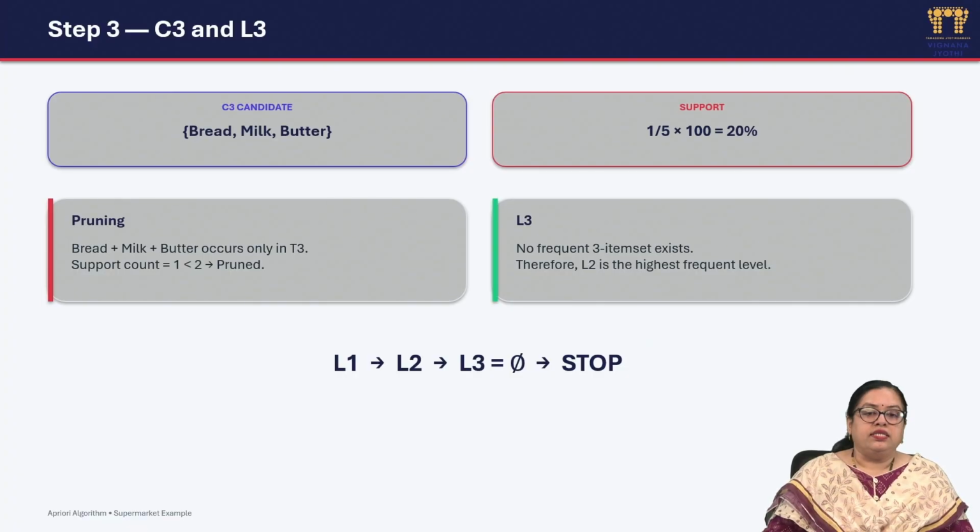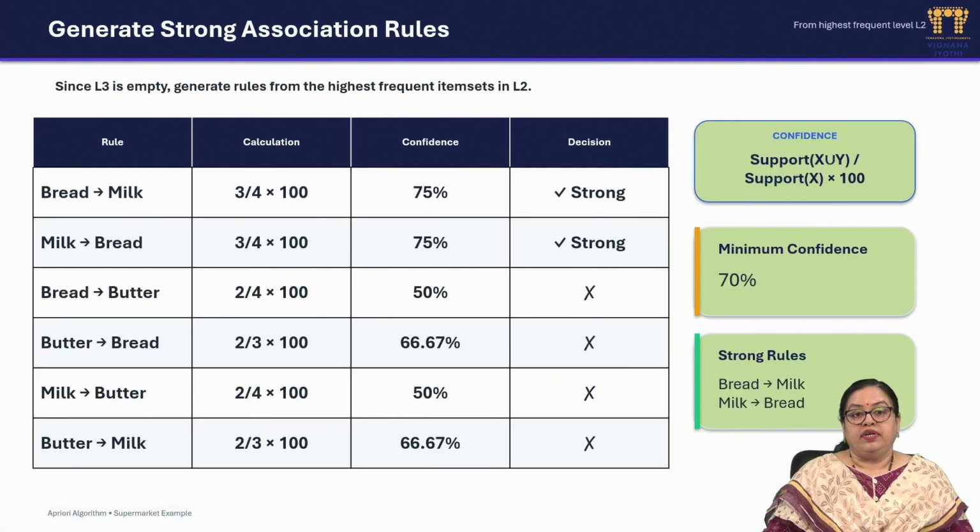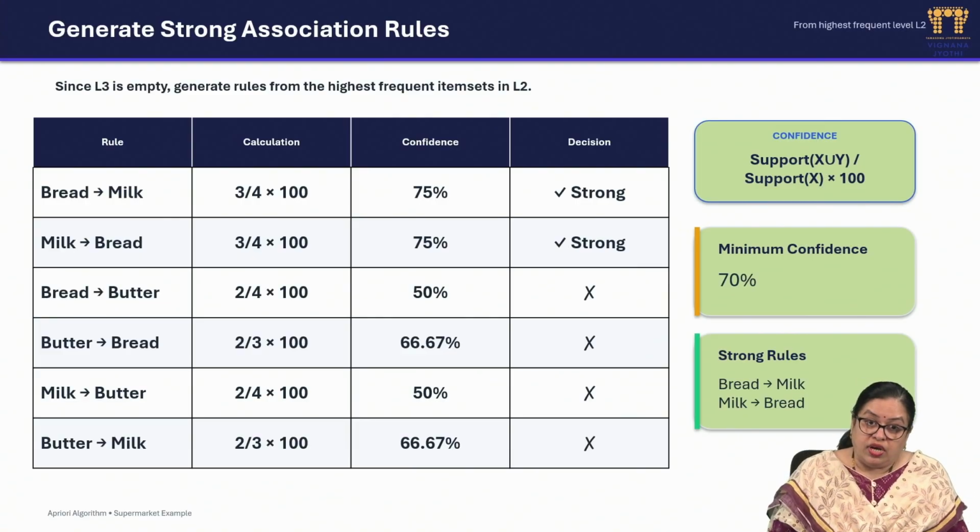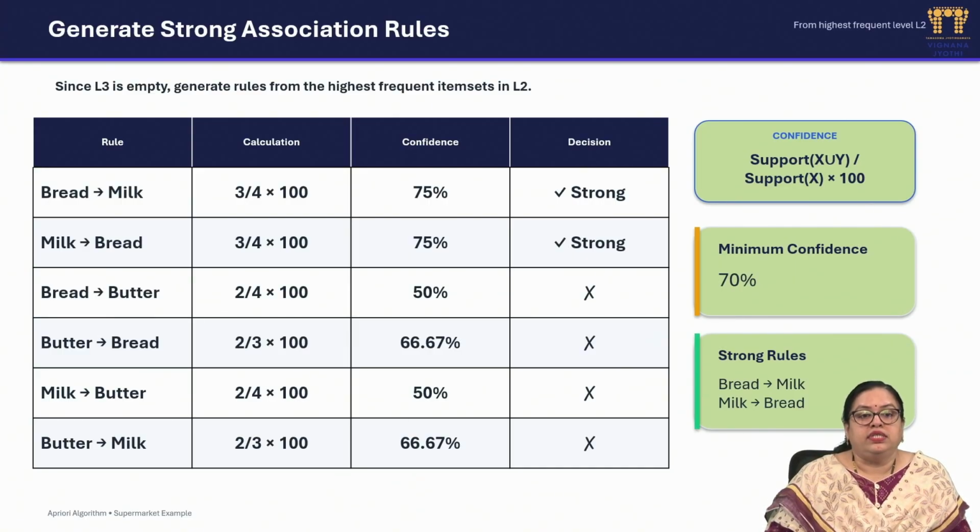When we consider it, how do we write the confidence then? What is the strong association rule is the next question. So look at this slide. I will explain one by one how we have to generate the strong association rules. If L3 is blank, we generate only up to L2. So in L2, what are the combinations?